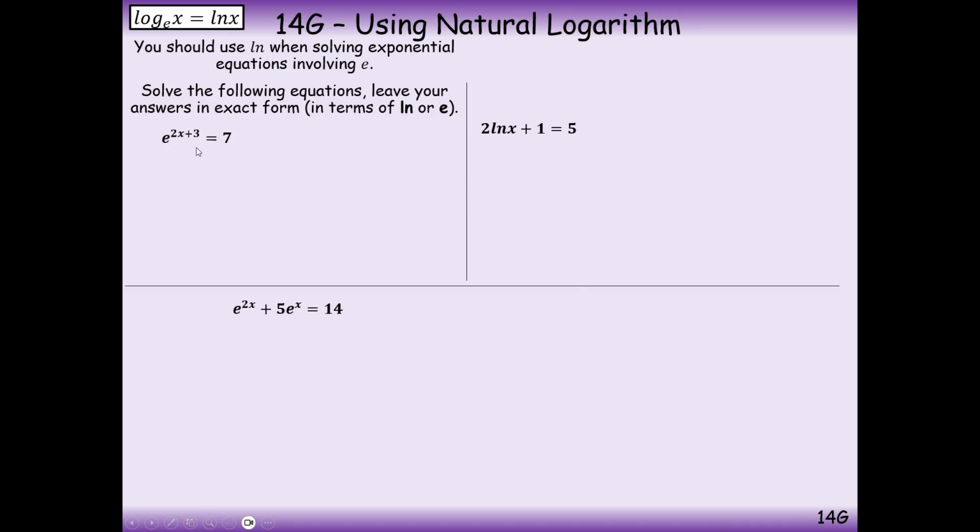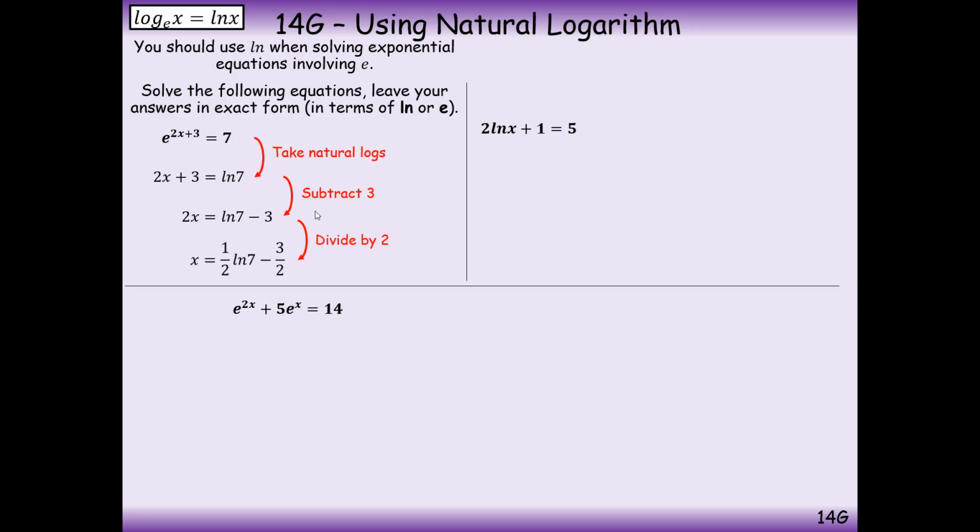So for this very first one, we first take the log of both sides. So 2x plus 3 is equal to ln of 7. And then we take away 3 and divide by 2. Simply, you can have it written like so, or put the bracket around it and put the half in front of that.